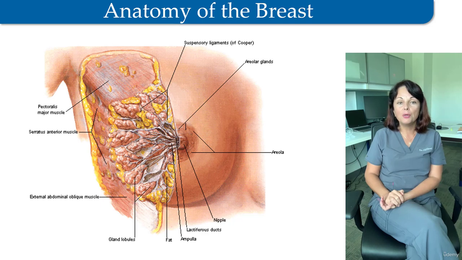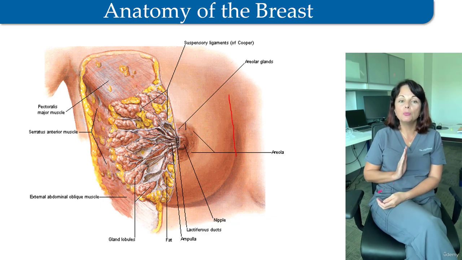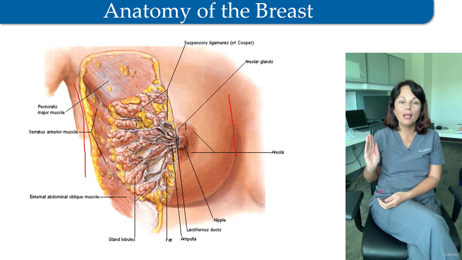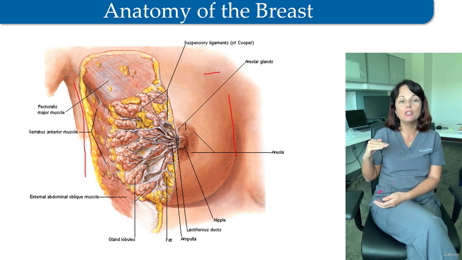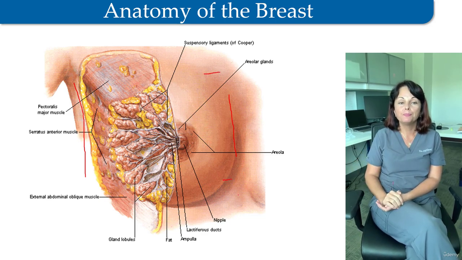The roughly circular body of the female breast rests on a bed that extends transversely from the lateral border of the sternum to the mid-axillary line and vertically from the second through the 6th ribs. 2/3 of the bed of the breast is formed by the pectoral fascia, overlying the pectoralis major muscle. The other third by the fascia covering the serratus anterior.